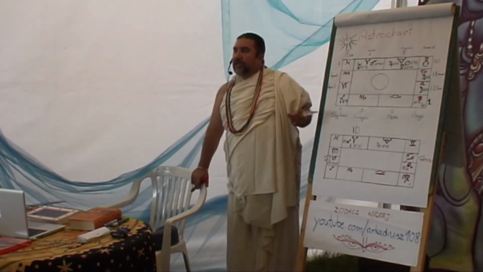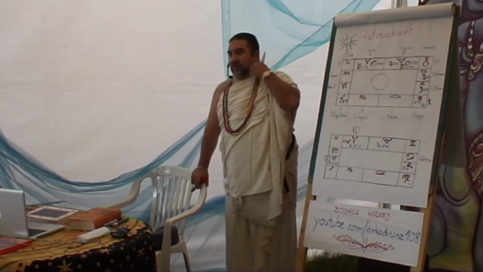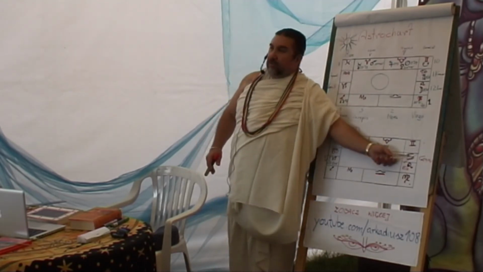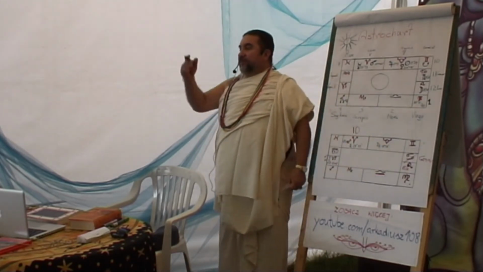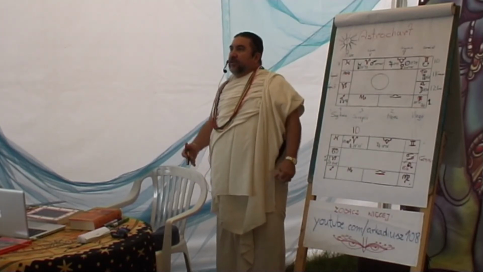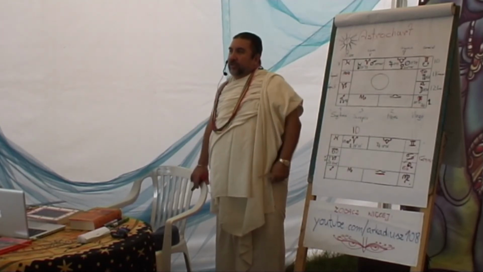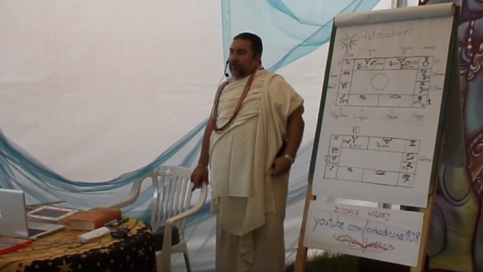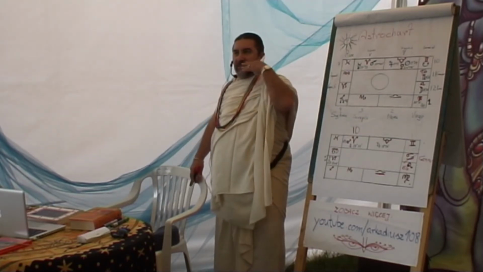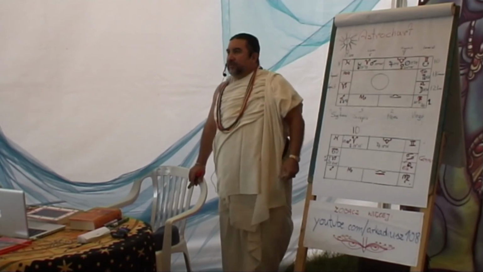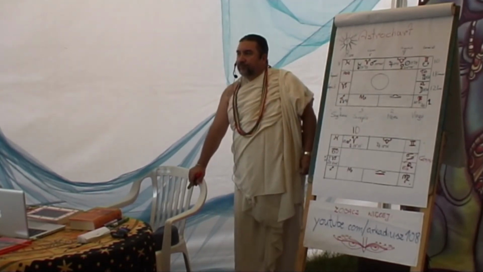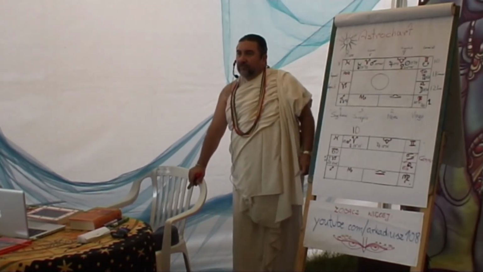Let's say someone who is Libra rising, Libra in the first house. Libra is ruled by Venus. Venus means beauty, pleasure, harmony. So a person who has Libra in the first house will have a very beautiful face. This makes sense?